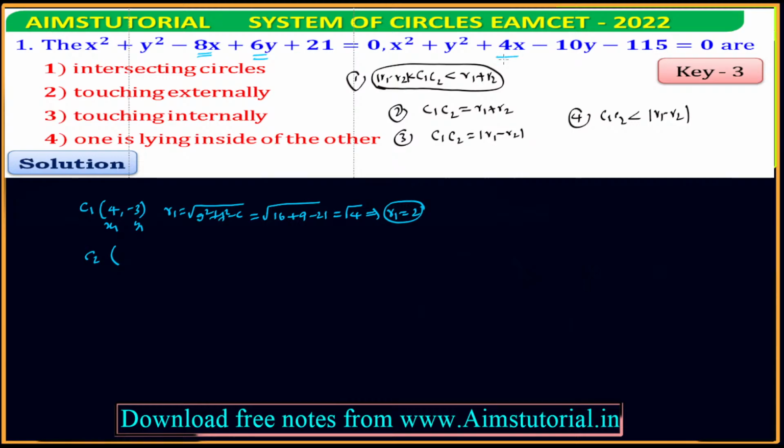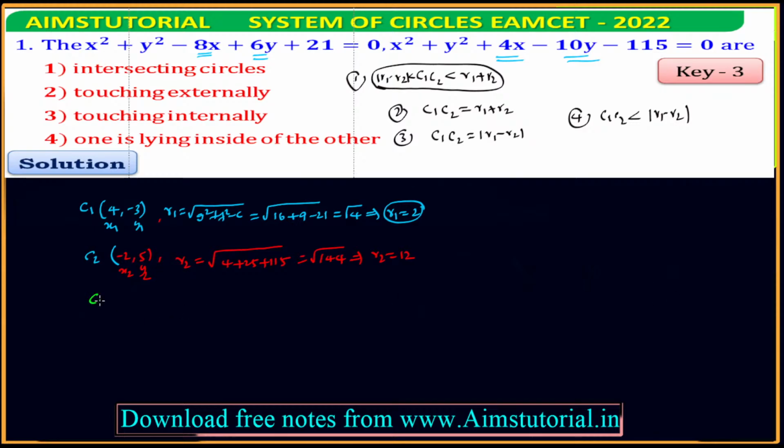Next, what about C2? Half of the x coefficient, y coefficient with opposite sign. So minus 2, 5 is our x2, y2. And R2 is 2 twos are 4, 5 fives are 25, minus of minus plus 115. So 115 plus 25 is 140, 144, and the square root of 144 is 12. Next we have to find C1C2.